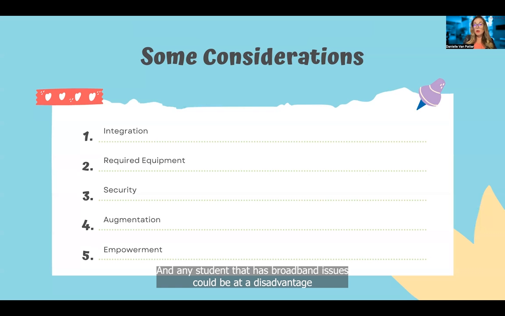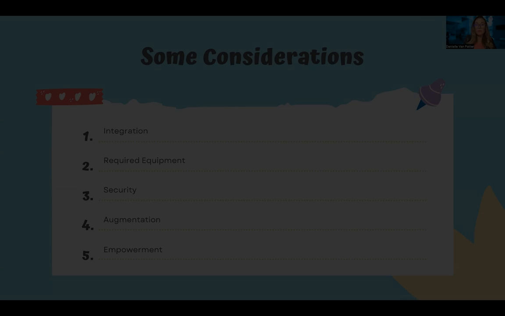In terms of required equipment, we know that Office 365 is not free, and any student that has broadband issues could be at a disadvantage in your distance education classroom. In terms of security though, Office 365 and Microsoft in general has a reputation of being more secure than its competitors. However, nothing on the internet is free from threats, unfortunately. Sometimes security is only as good as an individual's password.